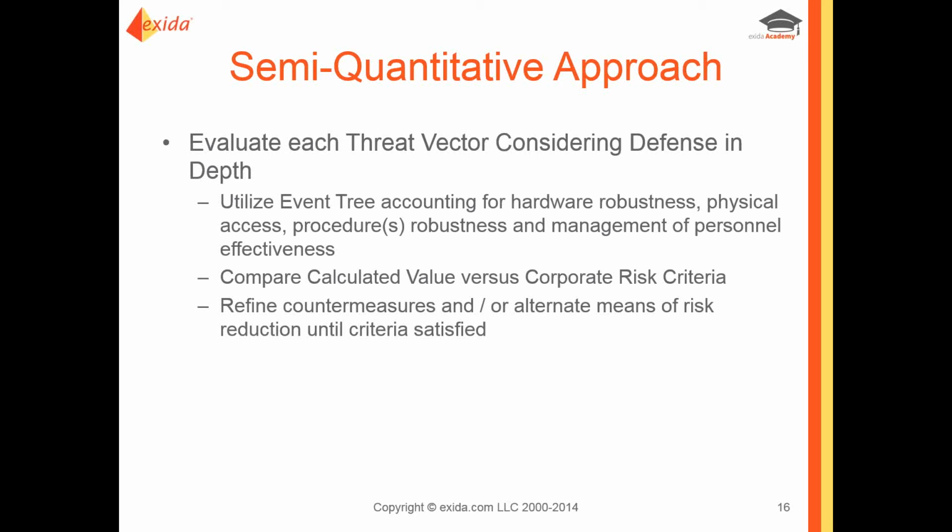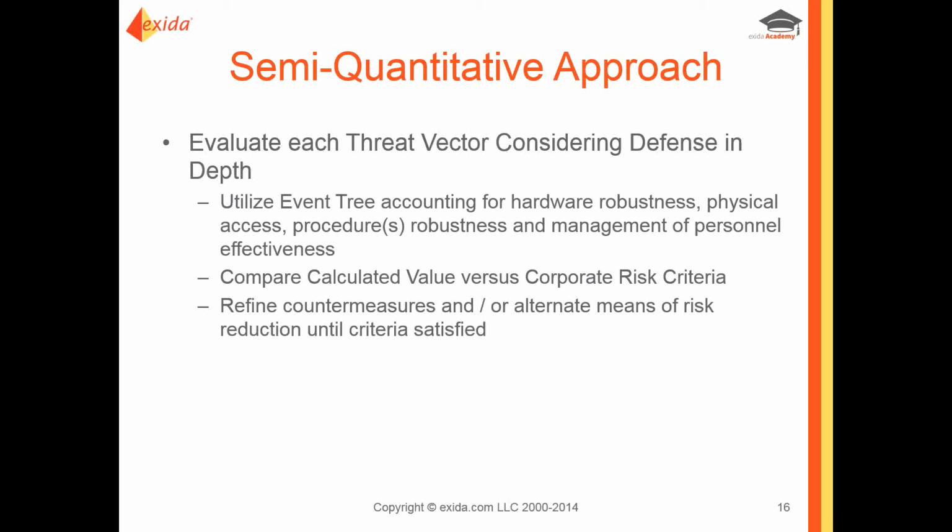But when you do this, you need to account for all of the possible vectors, so you end up looking at not just hardware robustness, but also physical access procedures. You look at procedures for the management of personnel, just how effective those are. And for both the qualitative and the semi-quantitative approach, the physical access and the robustness of management of personnel effectiveness, they all need to be commensurate with the security level that you have.